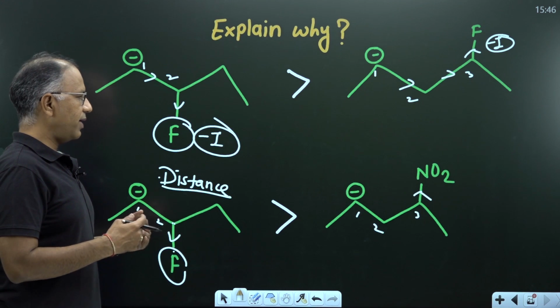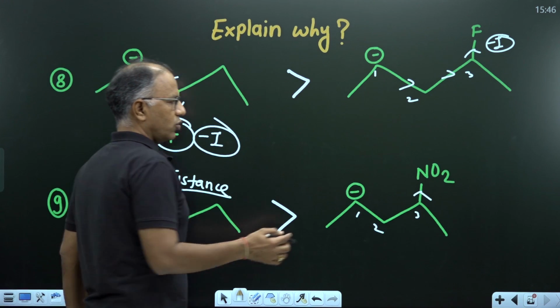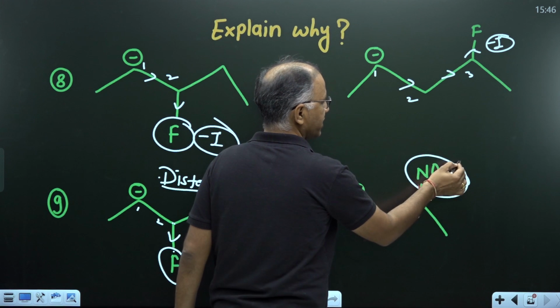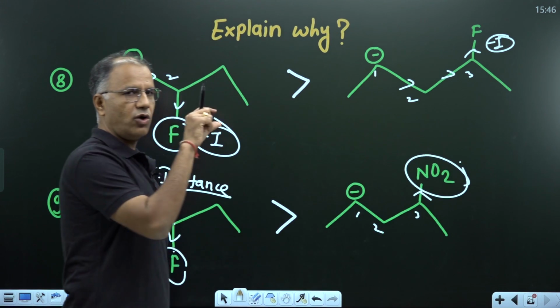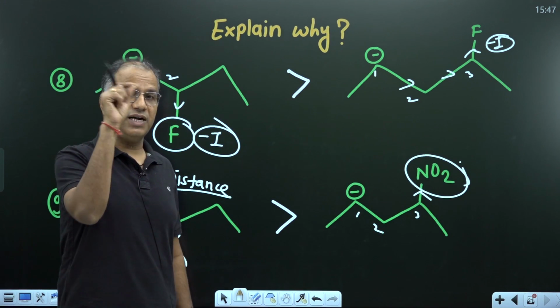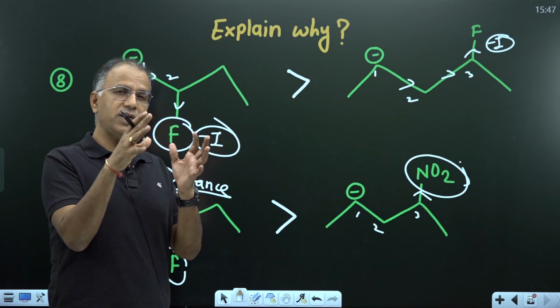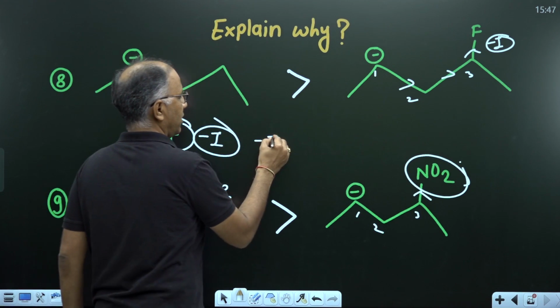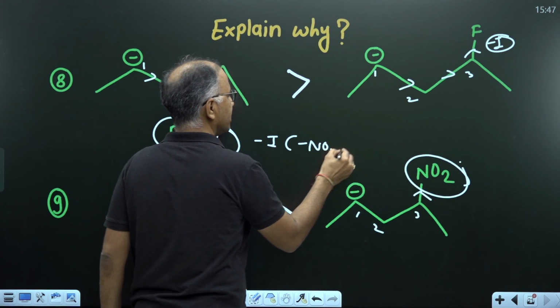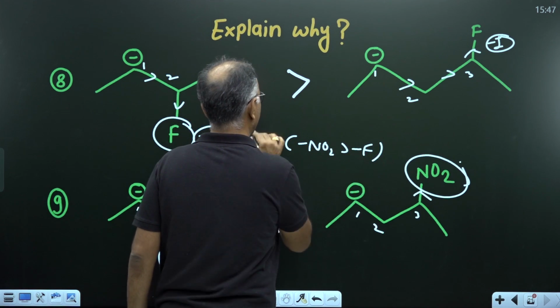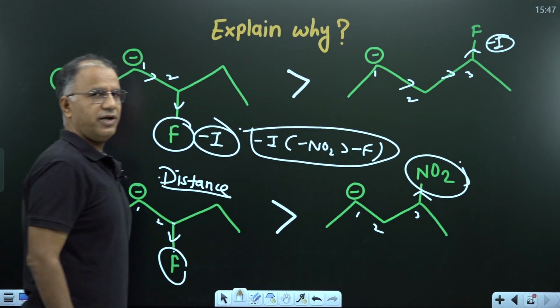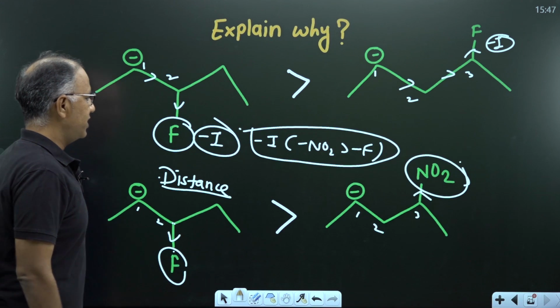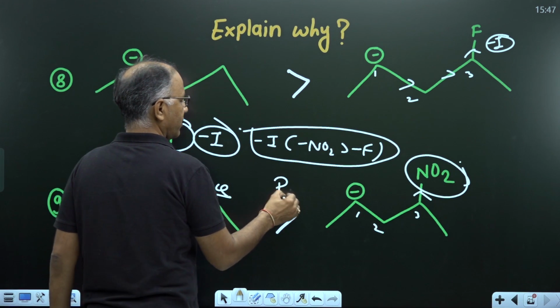But if we compare the power of minus I, the minus I power of NO2 is greater than F. If you see the order of minus I, you will find positive charge is the strongest minus I, then NO2, cyanide, then fluorine. In the order of minus I, NO2 minus I is greater than minus I of F. Got it?